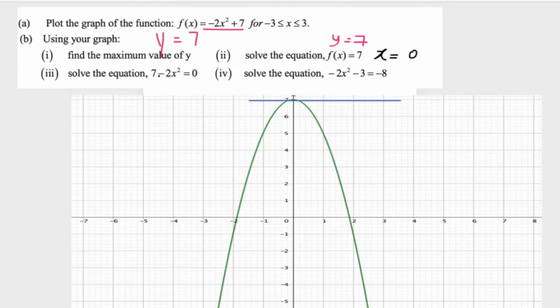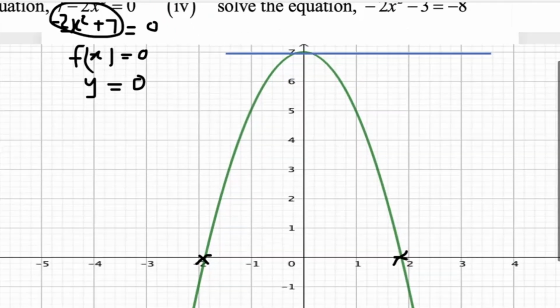Now, solve the equation 7 minus 2x squared equals 0. This is the same thing as the function. It's like saying minus 2x squared plus 7 equals 0. And by right, this is the same thing as saying f of x equals 0. And f of x is the same thing as saying y equals 0. Now, y equals 0 is the x-axis, so we need to go ahead and read off the points where it cuts the x-axis. So let's zoom in a little.